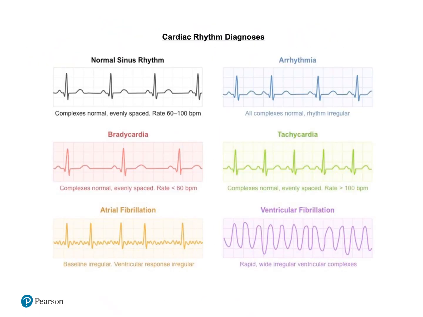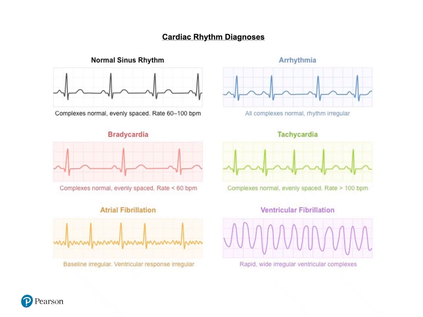This figure compares 6 fundamental cardiac rhythms that can be identified on an electrocardiogram. The normal sinus rhythm shows evenly spaced complexes with a rate between 60 and 100 beats per minute, representing a healthy and coordinated heartbeat. In arrhythmia, all waveforms appear normal, but the rhythm becomes irregular due to disruptions in the conduction pathway. Bradycardia presents a normal rhythm with a rate below 60 beats per minute, often seen in athletes or during rest, while tachycardia shows a rate above 100 beats per minute, typically caused by stress, fever, or cardiac disease.